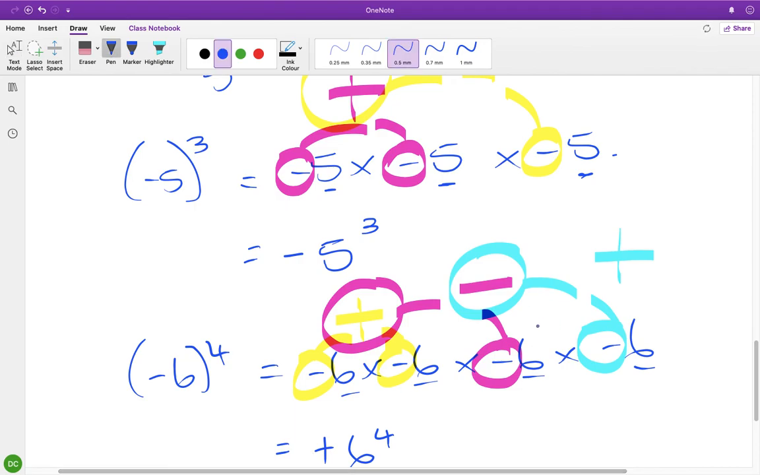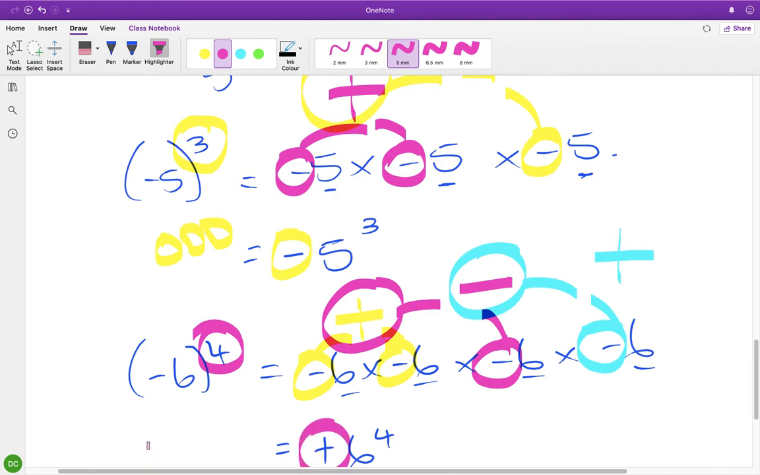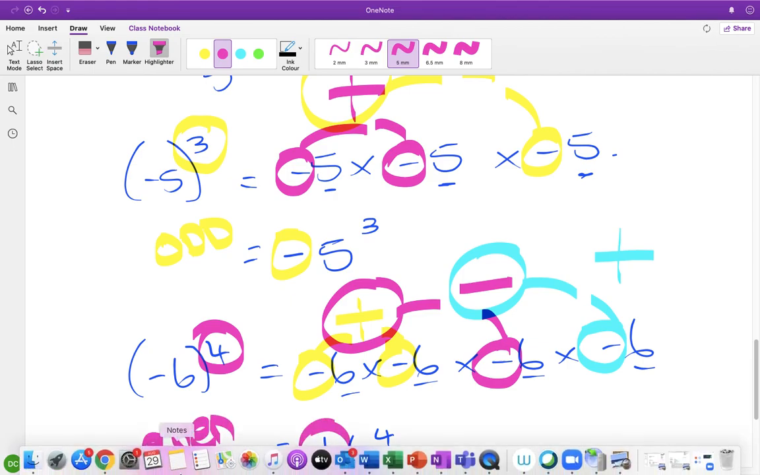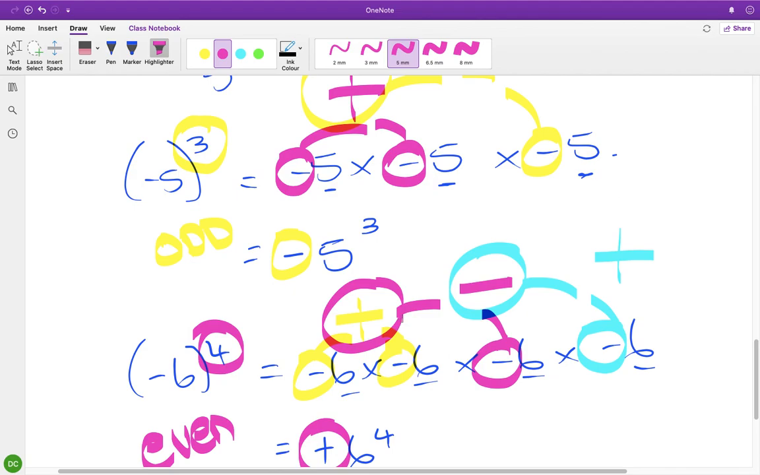Okay, so it's just about looking at the signs. Now, the general rule is, you probably already know this because, again, we did discuss this last year. If it's odd, it's going to be negative. If it's even, it's going to be plus. Even is plus.